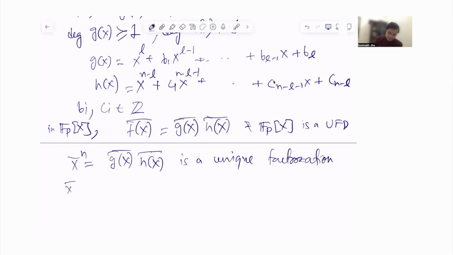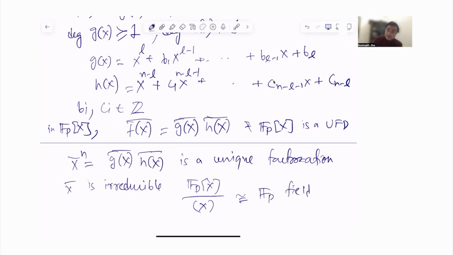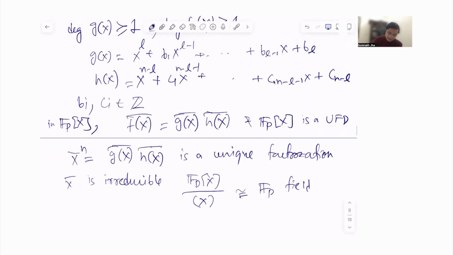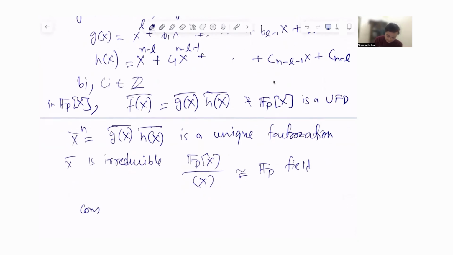And x bar is irreducible. We can just denote it by x. It's a prime ideal because it's a maximal ideal, in fact, because F_p[x] mod the ideal generated by x is isomorphic to F_p. So it's a field. So this is a product of irreducibles, and both sides must be the same. So that means the constant terms.